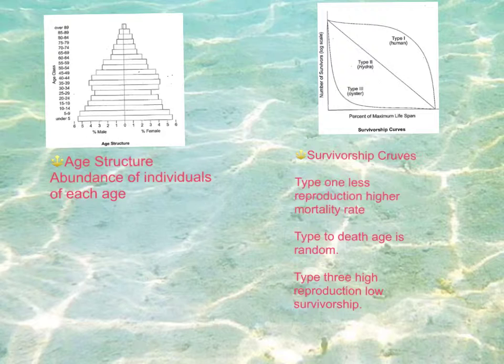Type 1 curves describe species in which most individuals survive to middle age, after which mortality is high. Humans exhibit type 1 survivorship. Type 2 curves describe organisms in which the length of survivorship is random. Type 3 curves describe species in which most individuals die young.